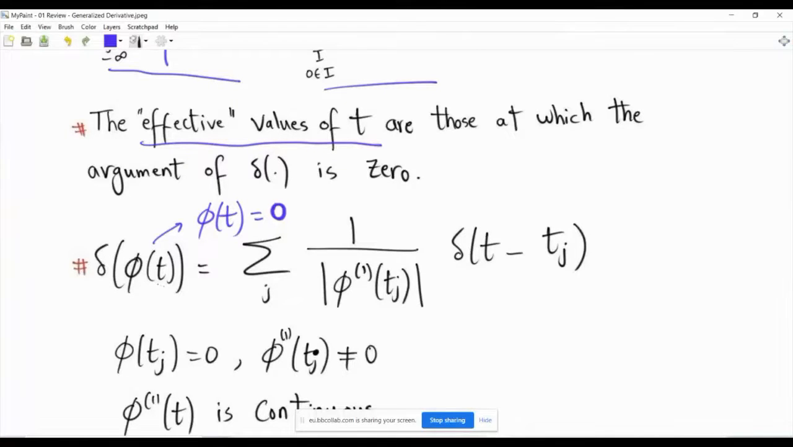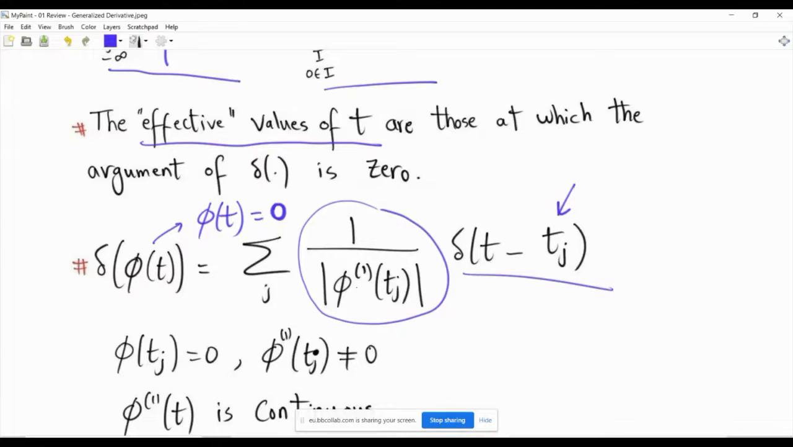And so delta(phi(t)), under some conditions, is given by this. It is basically a bunch of Dirac deltas shifted to the t_j's, and each one has an amplitude which is 1 over the absolute value of the derivative of the function at t_j. And so we are assuming that phi(t) is differentiable, so it makes sense to talk about its derivative.